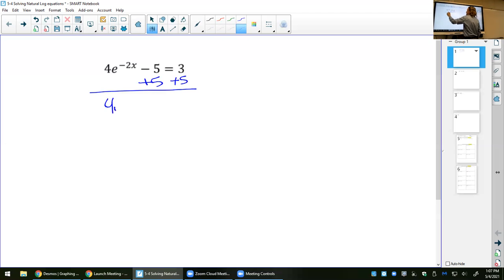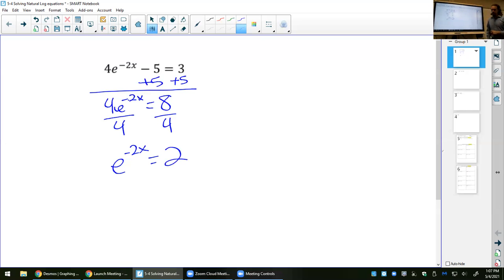So 4e to the negative 2x equals 8. And then to get rid of the times 4, we divide both sides by 4. And that gives us e to the negative 2x power equals 2. Okay. So hopefully, if you remember this from yesterday, you know you can do this in one step as far as rewriting it as a natural log. Now I'm going to do it in 2 steps just in case you weren't here yesterday, and I don't want you to see a huge jump in what happens here.